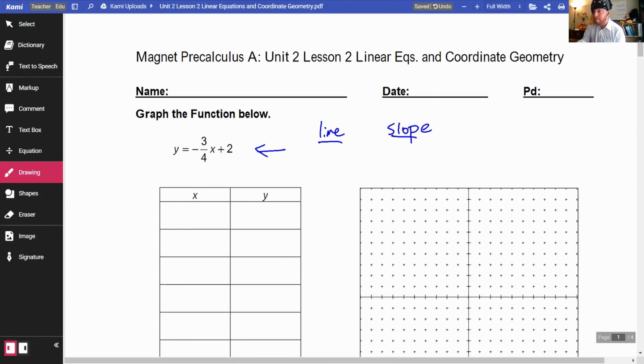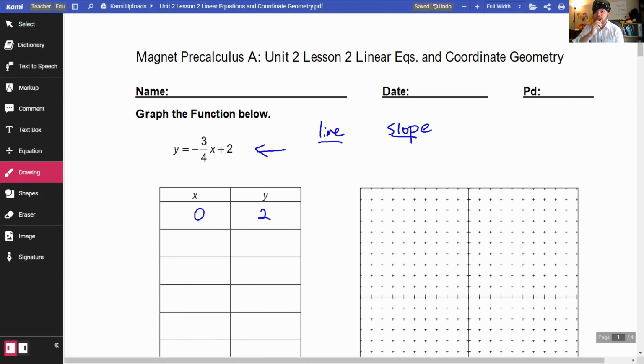This be a function because when you plug something in, something comes out. What happens when you plug in 0? You'll be getting 2, because anything times 0 is 0, and then plus 2. The zero product property. Oh, yes.